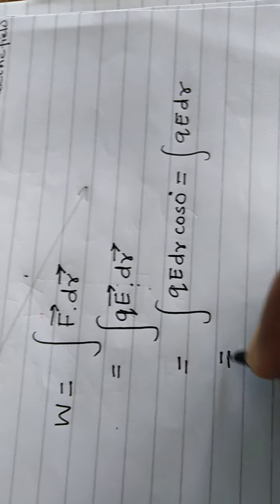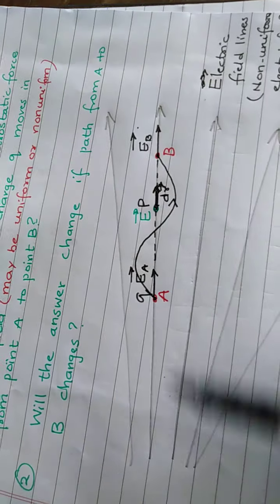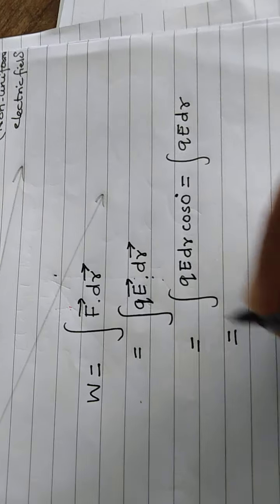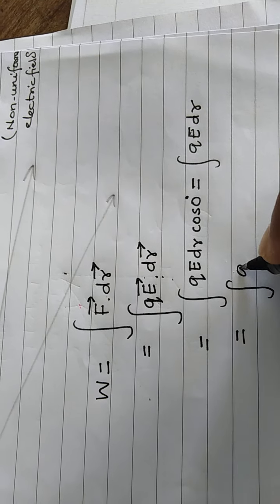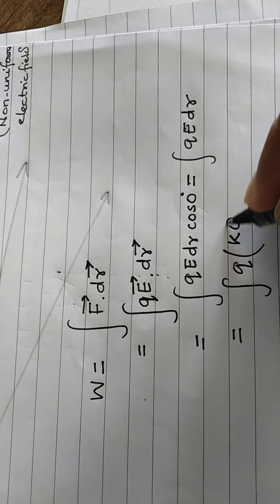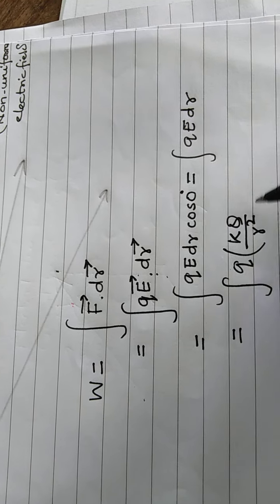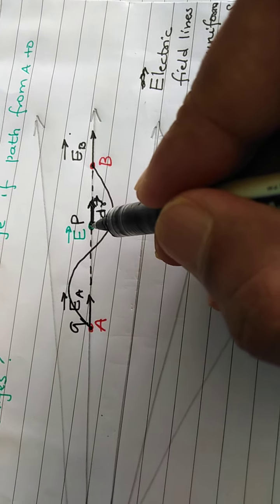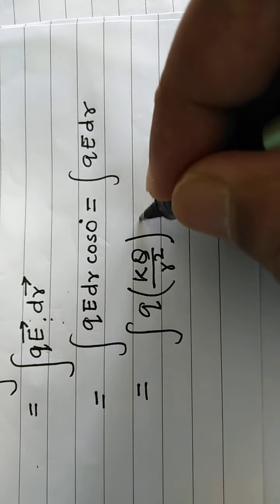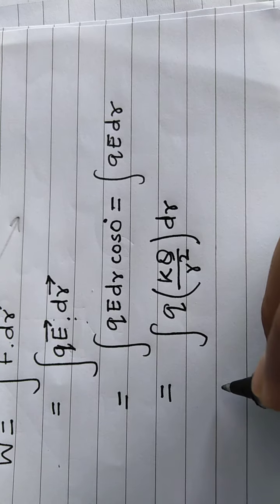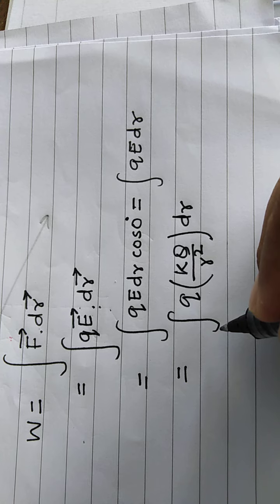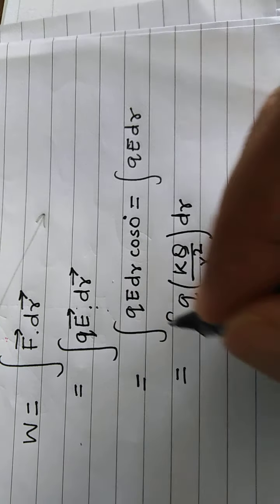Now, if we take this electric field to be produced by a point charge capital Q, then we can write E to be kQ by r squared, where r is the distance of this point P from the location of charge capital Q, times dr, and we are integrating this from point A to point B.